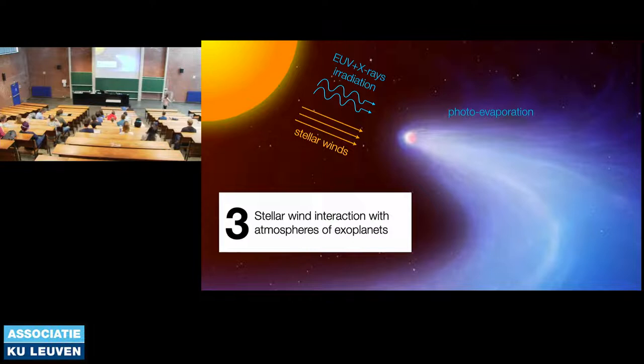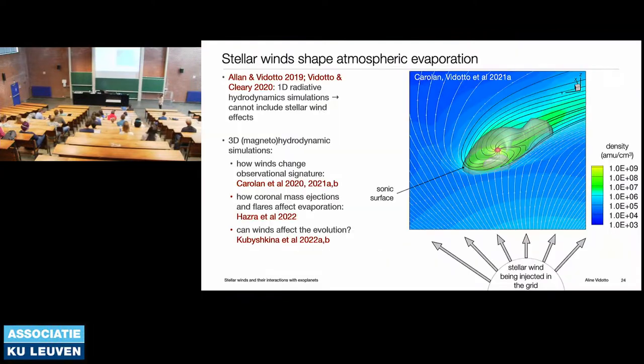So you have the X-ray and the UV radiation that hits the atmosphere, but then you have the stellar wind that shapes this outflow. So what I want to talk about now in this last bit is how the stellar wind interacts with the atmosphere of the planet. And for that, we are developing a framework that essentially combines what I said in the first part of the talk with what I said in the second part of the talk. And let me show you what this framework is.